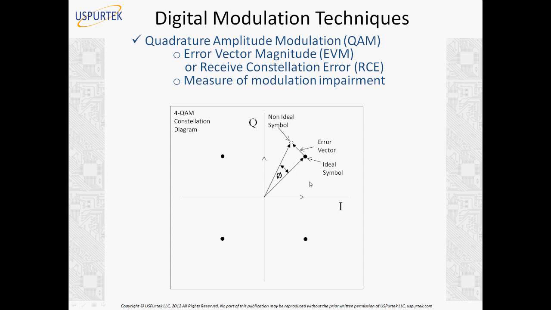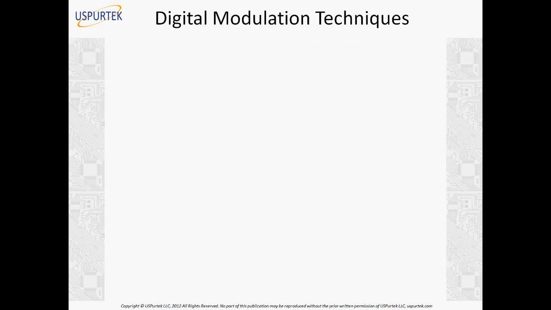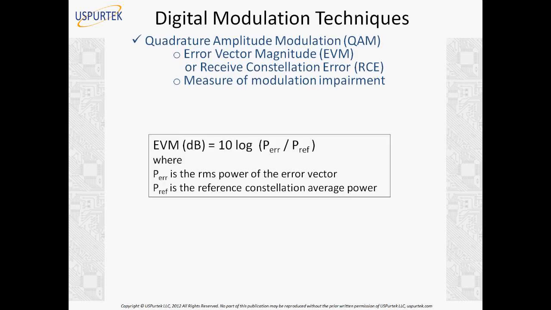So mathematically, we take it like this. We take it as a 10 log of ratio between the RMS power of the error vector and the reference constellation average power. So if you are using any equipment to measure phase noise, this is how they will mention a EVM in dB, that this is the error vector magnitude in dB for this particular signal.